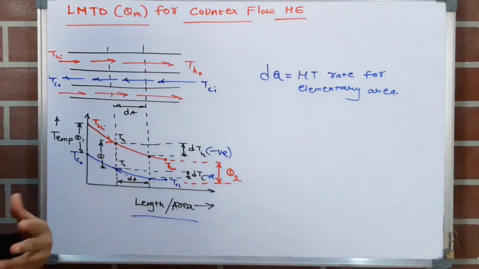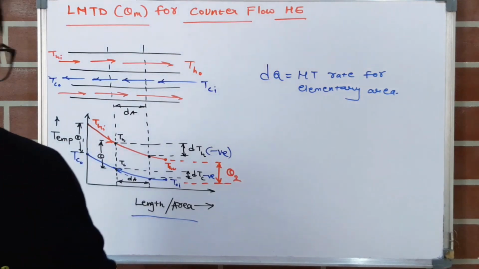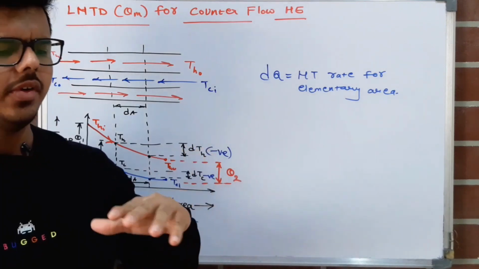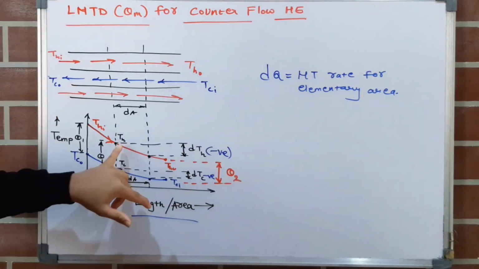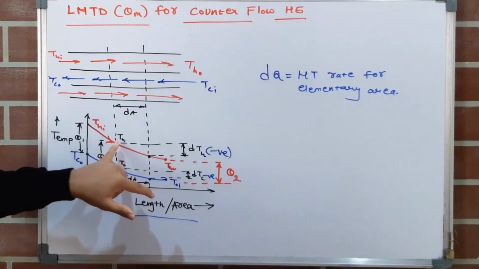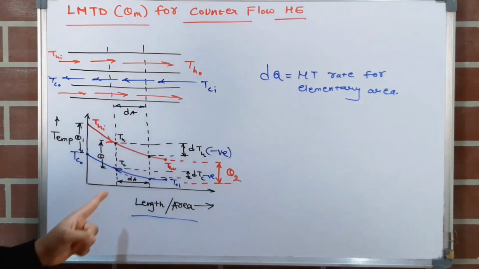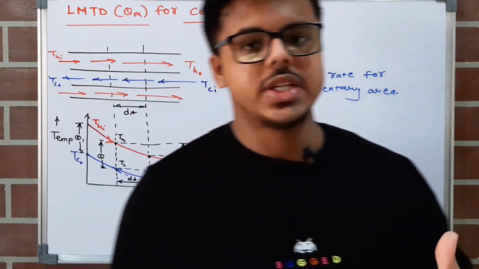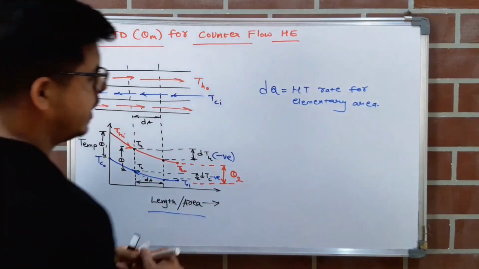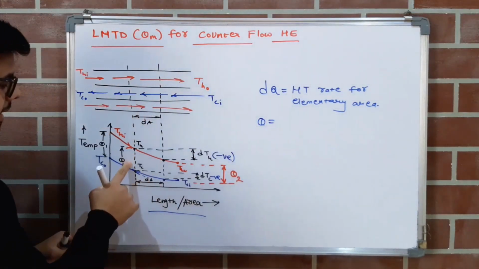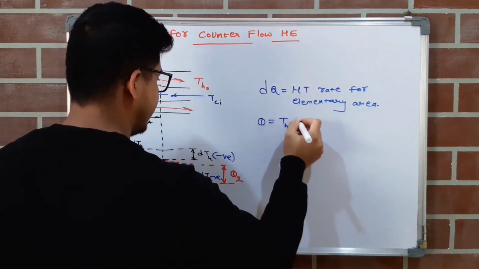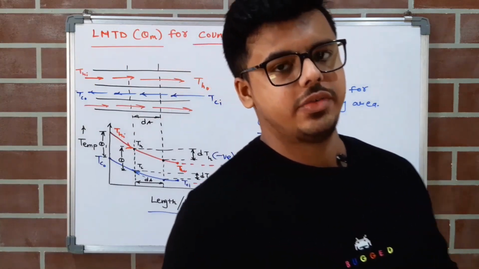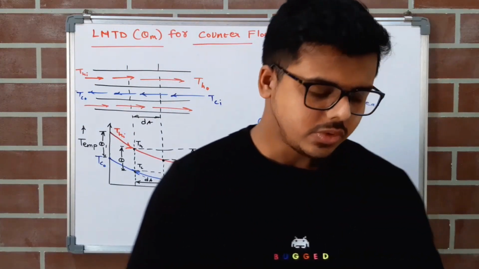Suppose that at any instant of time, since heat transfer is occurring, the temperature of the hot fluid is TH and the temperature of the cold fluid at the same instant is TC. So these temperatures are TH and TC. We will have the end temperature difference, which we mark as theta, equal to TH minus TC, right? Due to this temperature difference, we will have heat transfer between the hot fluid and the cold fluid, right?